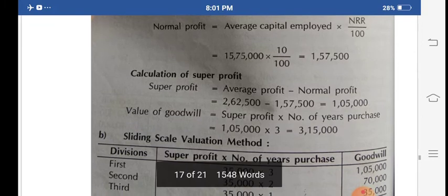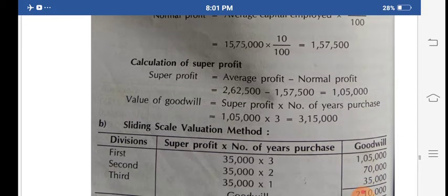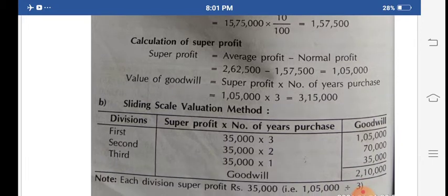Now put this into the valuation of goodwill. Goodwill is super profit into number of years purchase. So 1,05,000, the super profit, into 3 is equal to 3,15,000. The 3 years purchase is given in the problem. So 3,15,000 is the value of goodwill under the purchase super profit method.